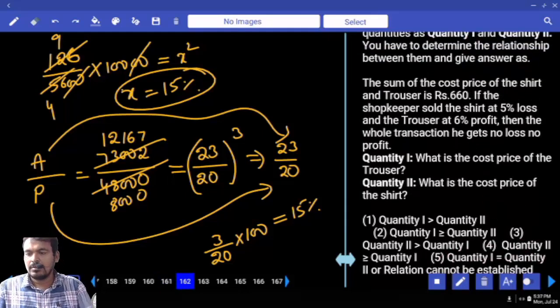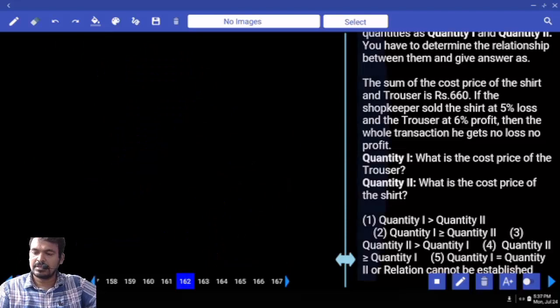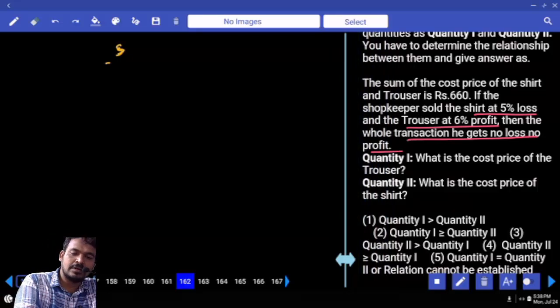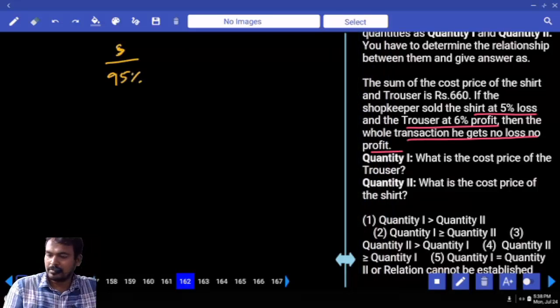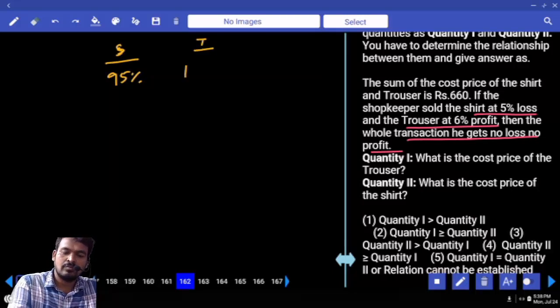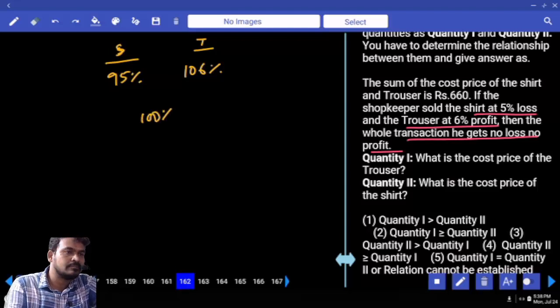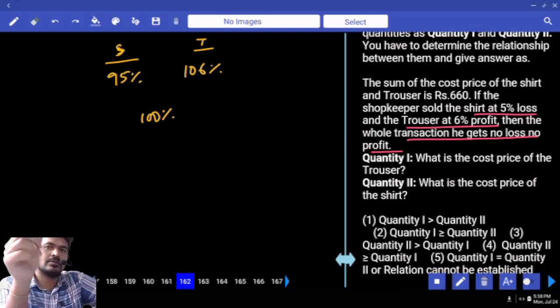The sum of the cost price of the shirt and trouser is 660. If the shopkeeper sold the shirt at 5% loss and the trouser at 6% profit, then in the whole transaction he gets no loss, no profit. And here what is the total cost price given? 660. First one 5% loss, second one 6% profit, and entire transaction no loss, no profit. Only shirt 5% loss means selling price is 95%. Only trouser 6% profit, selling price is 106%. In this transaction no loss, no profit means selling price equal to cost price, means 100%. 0% profit or 0% loss means cost price is 100%, selling price also 100%.